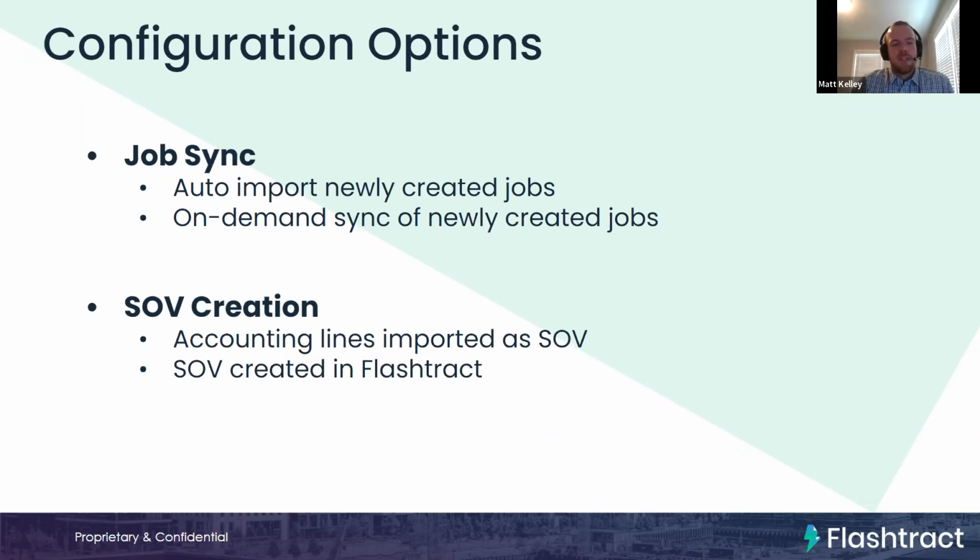And then as far as the schedule of values creation, the accounting lines can come over as the schedule of values. So if your accounting lines in Vista are really broken down to that lower level of detail, where it doesn't need to be broken out into any more granular level, you can just bring that directly over into Flashtract as the schedule of values, as opposed to what I did in the demo where I had the sub create the schedule of values. So you can do either of those. It just depends on which level of detail your accounting lines are broken out to inside of Vista.